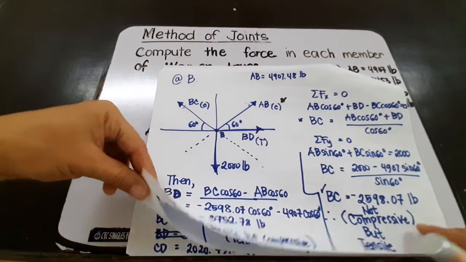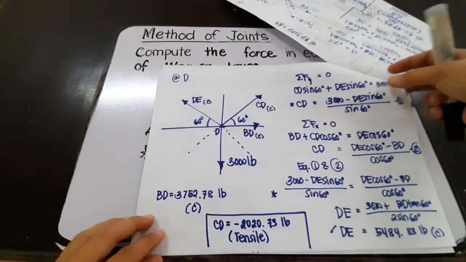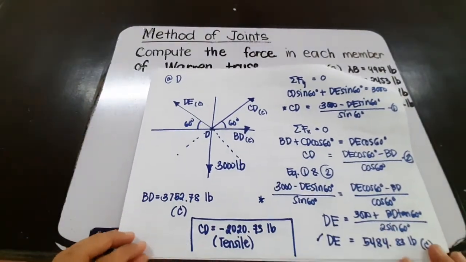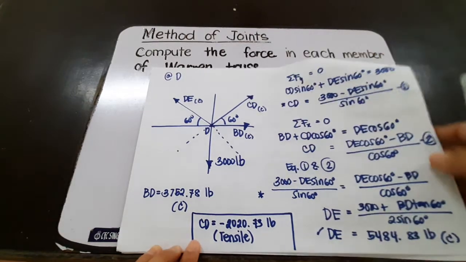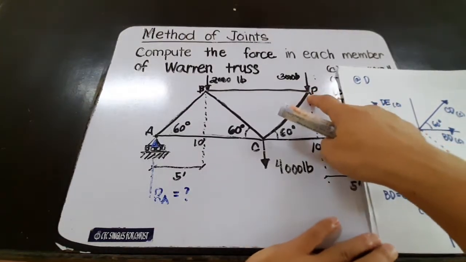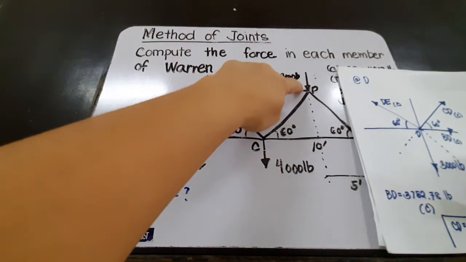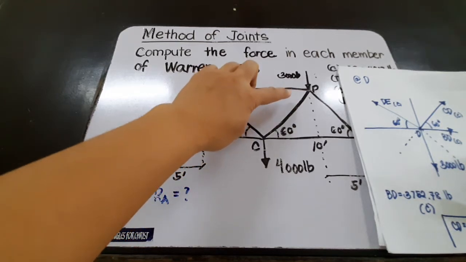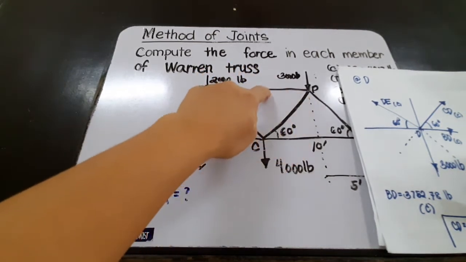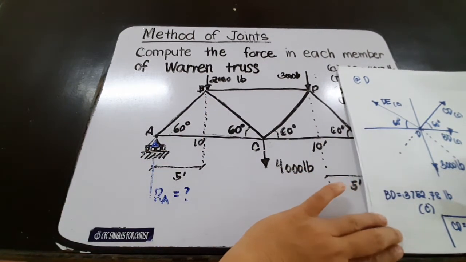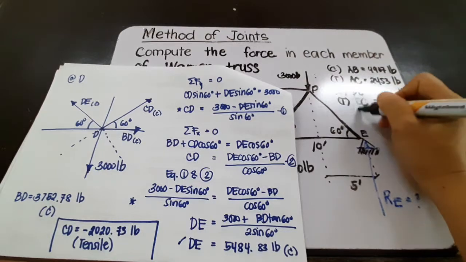Okay, so next is we select joint D. So selecting joint D, we can have a free body diagram at joint D, and this is joint D. So we have a 3,000 pound force, and then we have members CD, members DE, and members BD. Since member BD, we already have solved for member BD.